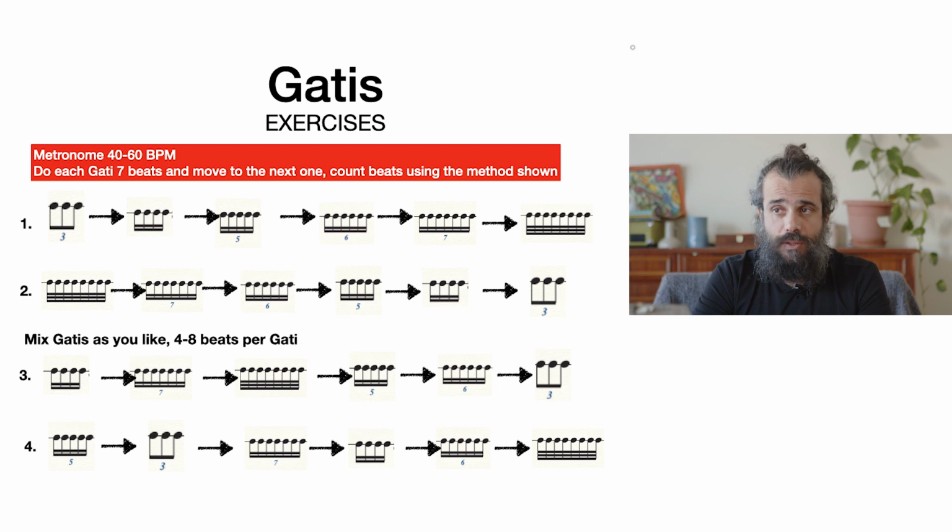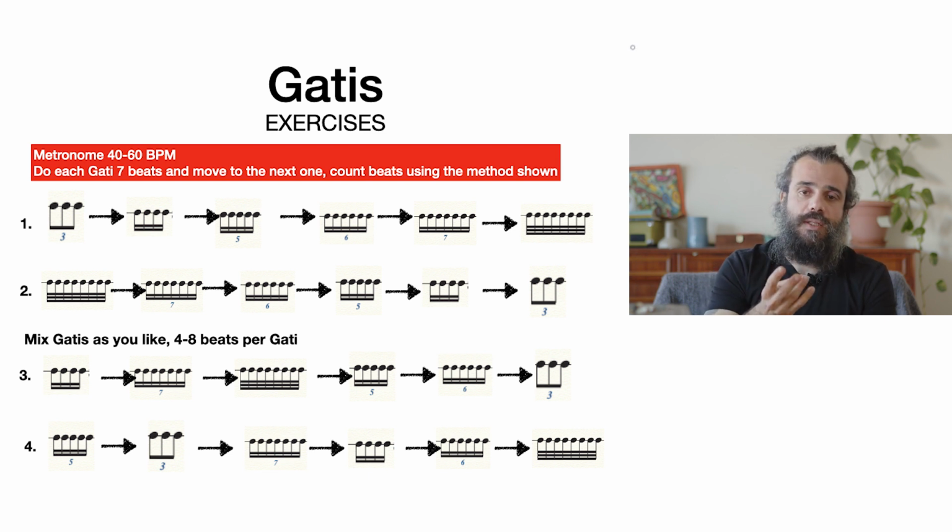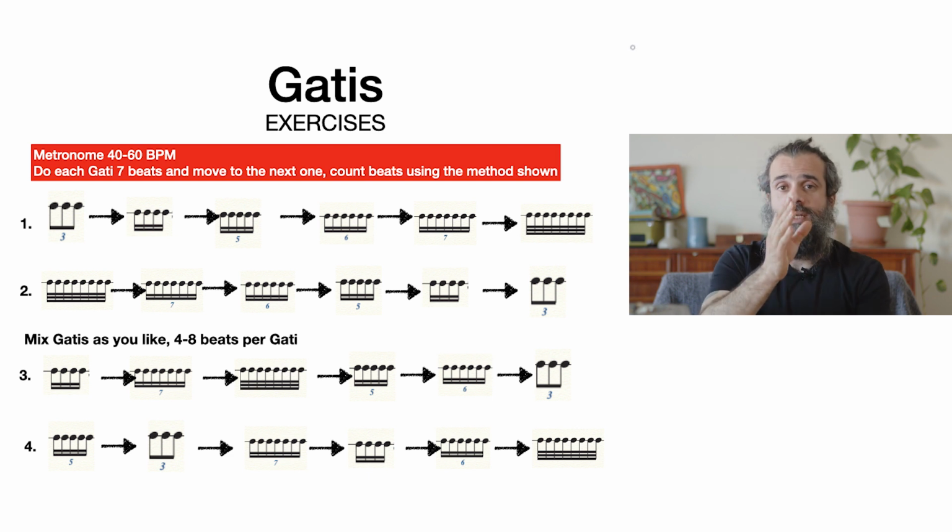Now let's do example number 4, where I go from kanda to tisra to misra to chatusra to tisra second speed, and then finally to chatusra second speed. And in this case, I will do 5 beats per gati. 1, 2, 3, 4.